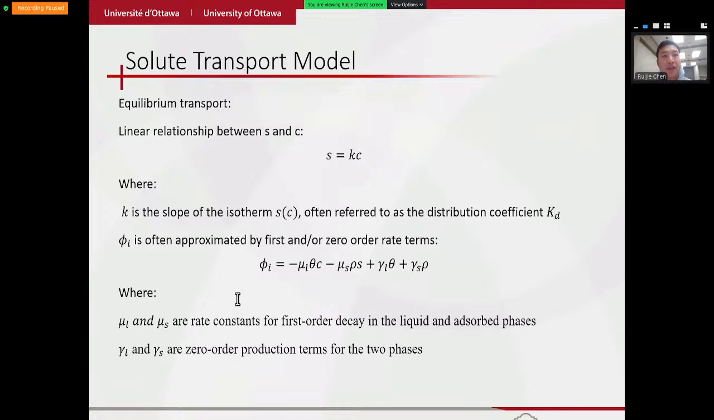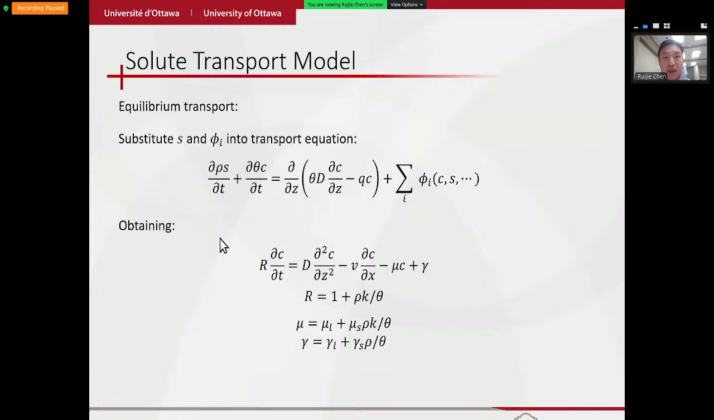For equilibrium transport, a linear relationship is often assumed between the concentration of the solid phase and the concentration of the solution, where K is the distribution coefficient. For the sources and sinks term, phi is often approximated by a first or zero order term. If we substitute S and phi into the transport equation, we can obtain the solute transport model like this. It is very similar to the advection diffusion equation.